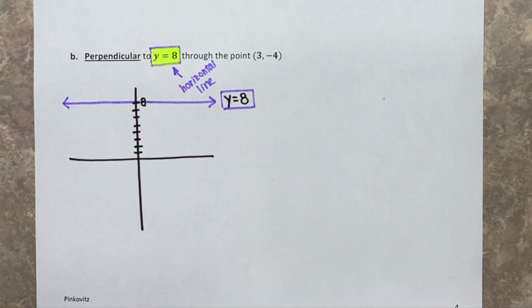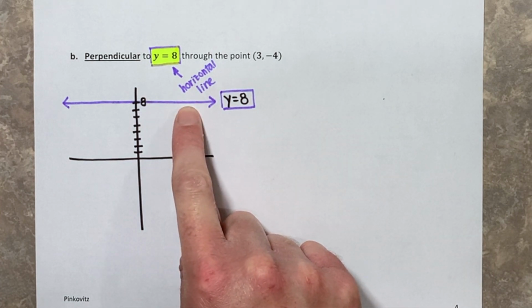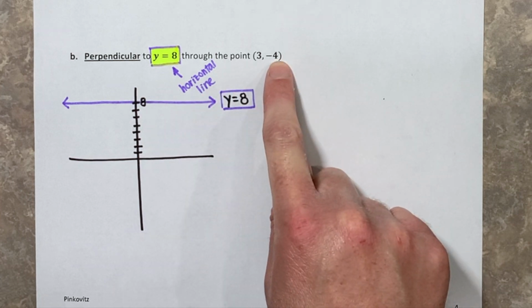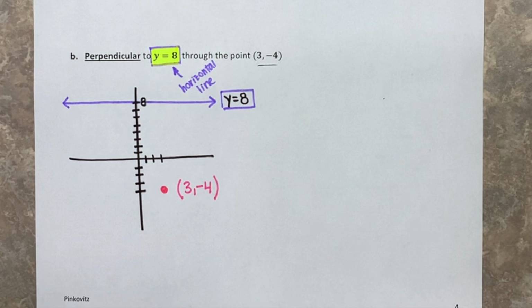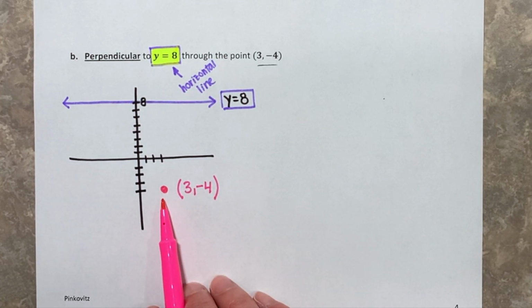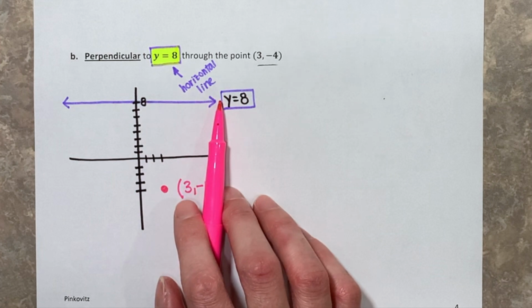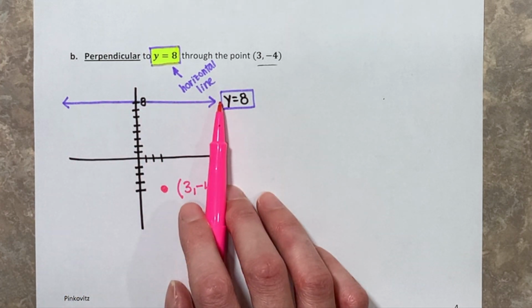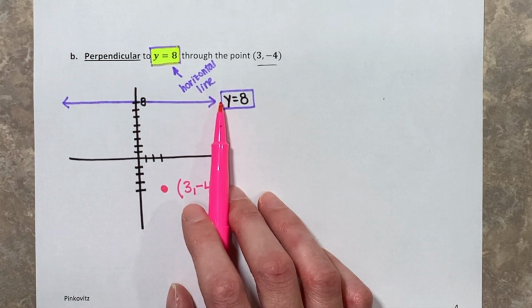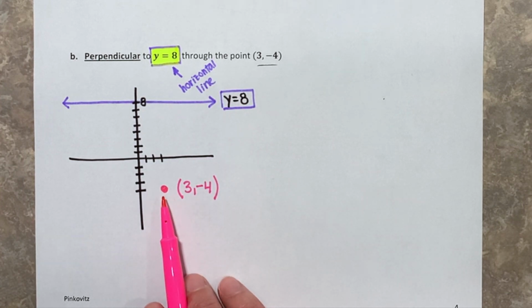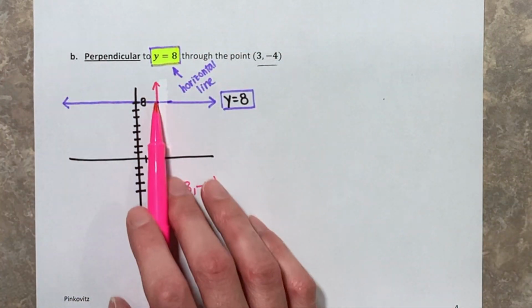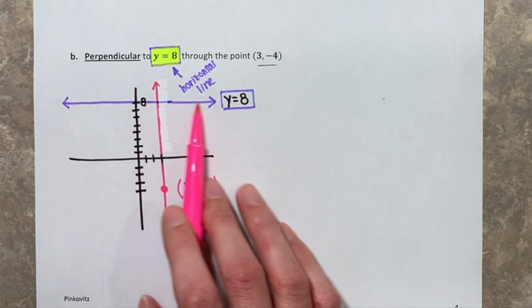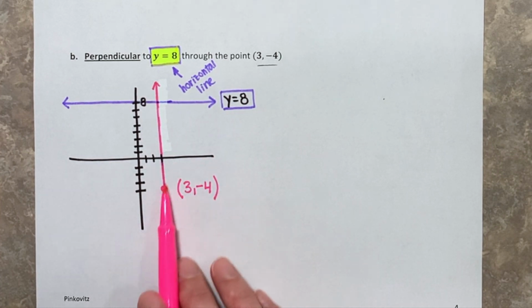Now we're supposed to come up with the equation of a new line that's perpendicular to this given line, and our new line must go through this point. Let's start by plotting this point. So our new line must go through this point, and our new line must be perpendicular to this line. So if you have a horizontal line, a perpendicular line will be vertical. So we have to draw a vertical line through this point. This new pink line is perpendicular to the given line, and it also goes through the specified point.